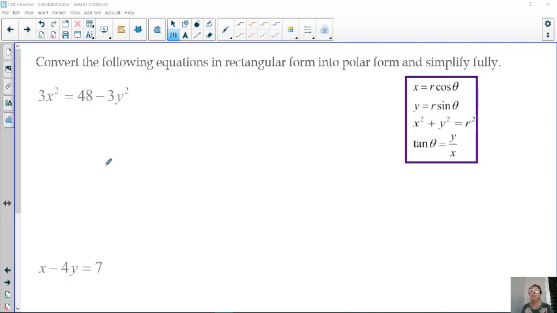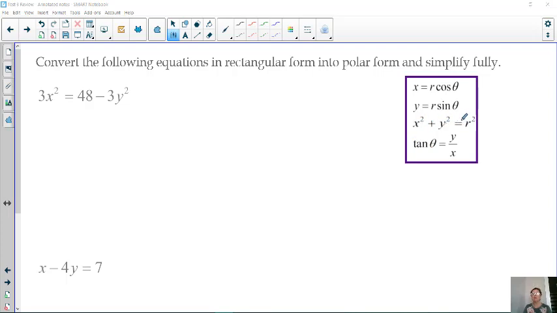Convert these equations in rectangular form to polar form, and we want to fully simplify these. We can see that they're in rectangular form because they have x's and or y's in them, and we want to end up with r's and thetas. So I've got some substitutions that I can use, as you can see here.